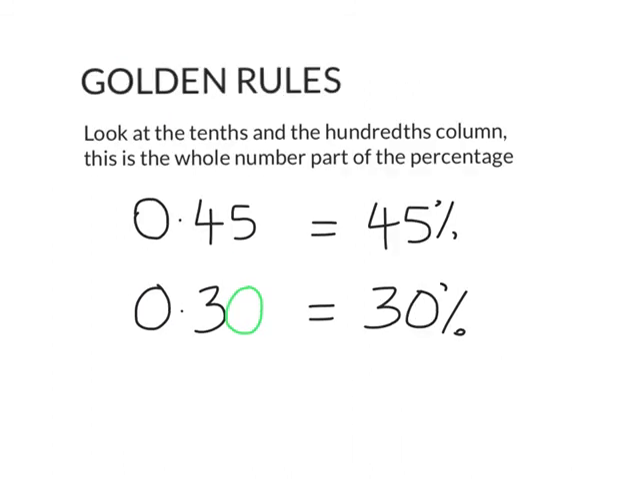So the golden rules for us to remember, you're going to be looking at the tenths and the hundredths column, and this is the whole number part of the percentage. So for 0.45 it becomes 45%, for 0.30, or if it was just 0.3, remember you can write that extra 0 in, it becomes 30%.